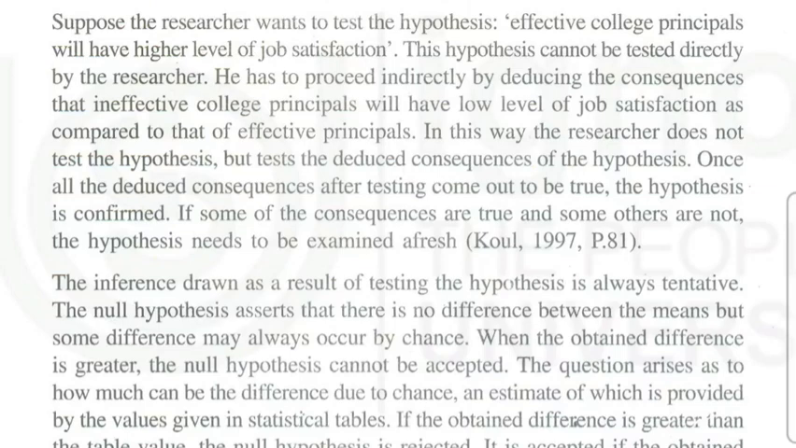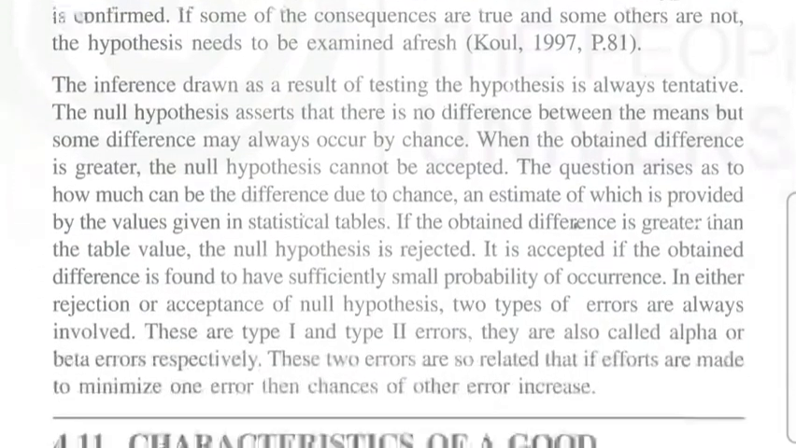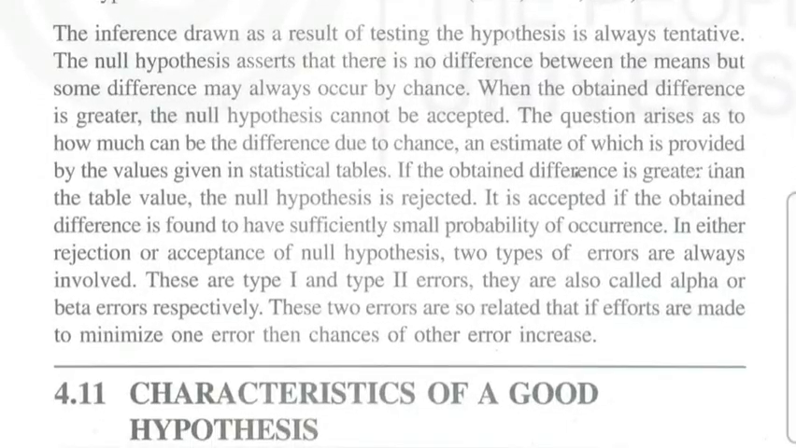Once all the deduced consequences after testing come out to be true, the hypothesis is confirmed. If some of the consequences are true and some others are not, the hypothesis needs to be examined afresh (Koul, 1997, p. 81). The inference drawn as a result of testing the hypothesis is always tentative. The null hypothesis asserts that there is no difference between the means, but some difference may always occur by chance.